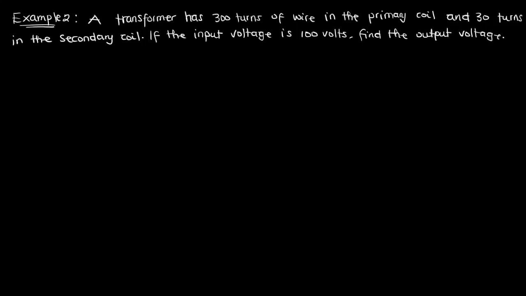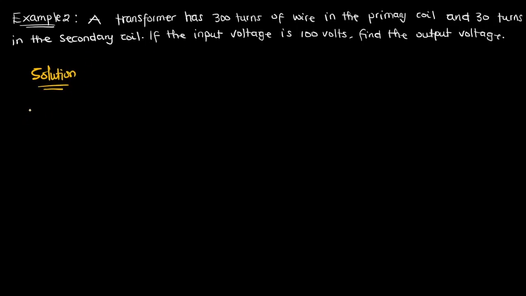So if the input voltage is 100, find the output voltage. Since it is a step down transformer, the output voltage should be smaller than the input voltage. So if I get an answer which is more than 100, I should automatically know that my answer is wrong, because it is a step down transformer, and therefore my secondary voltage or output voltage should be less than the input voltage. All right, so let's write down our solution.